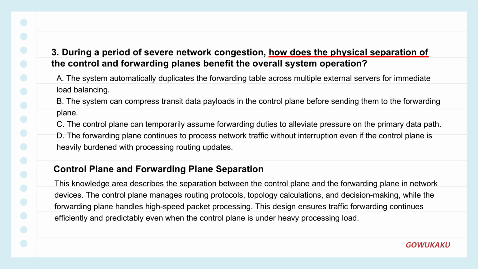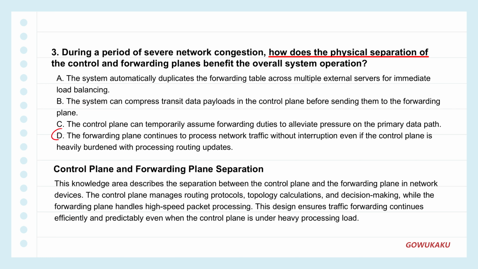Oh, so they're totally different types of processors. Exactly. If you suddenly pushed 1 million transit packets up to the control plane's CPU to help out, it would instantly spike to 100% utilization. And crash the entire box. And crash the whole box, yeah. So keeping them strictly isolated is the only way it works, which is why D is the correct answer. The forwarding plane continues to process network traffic without interruption.